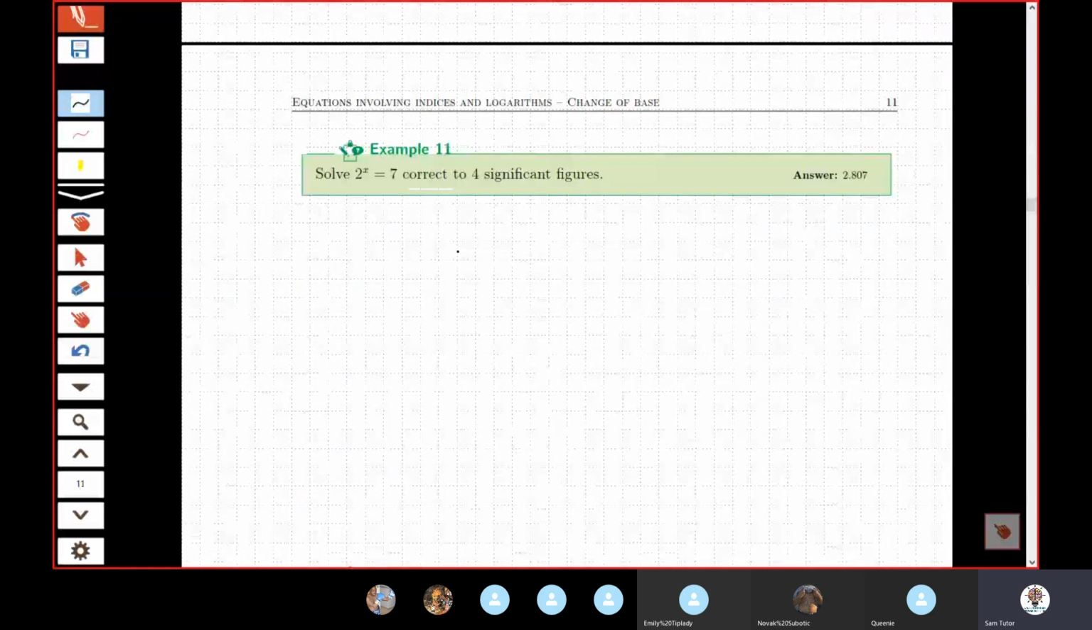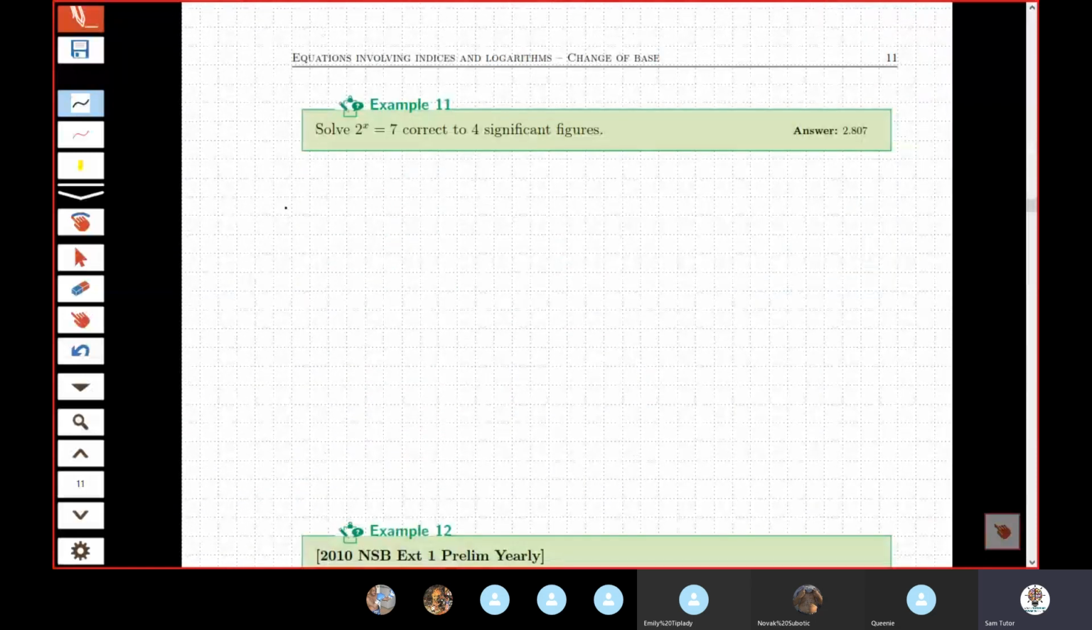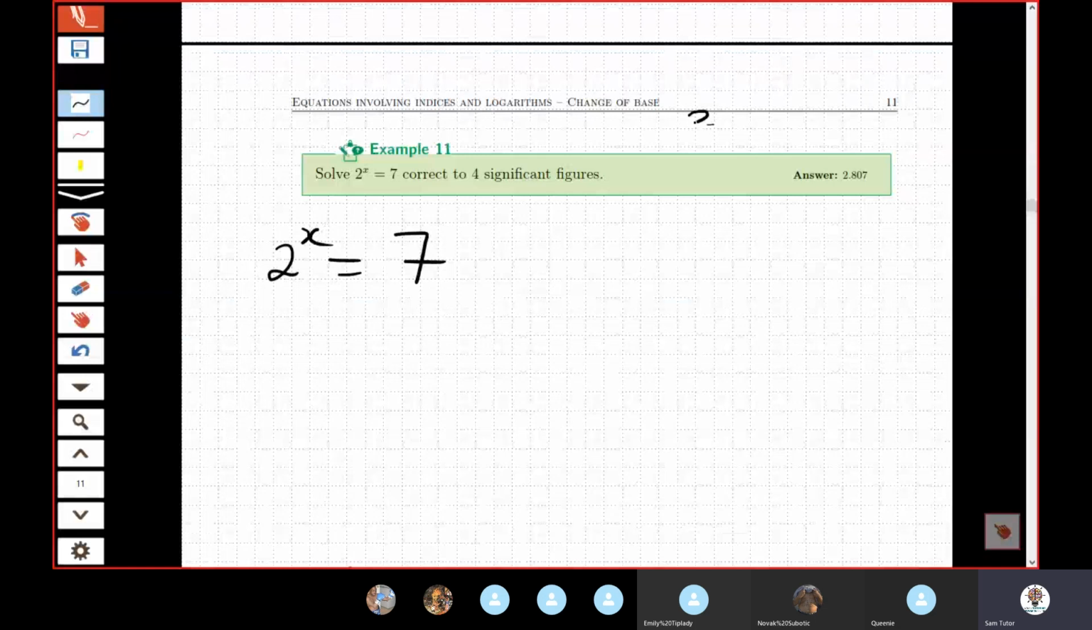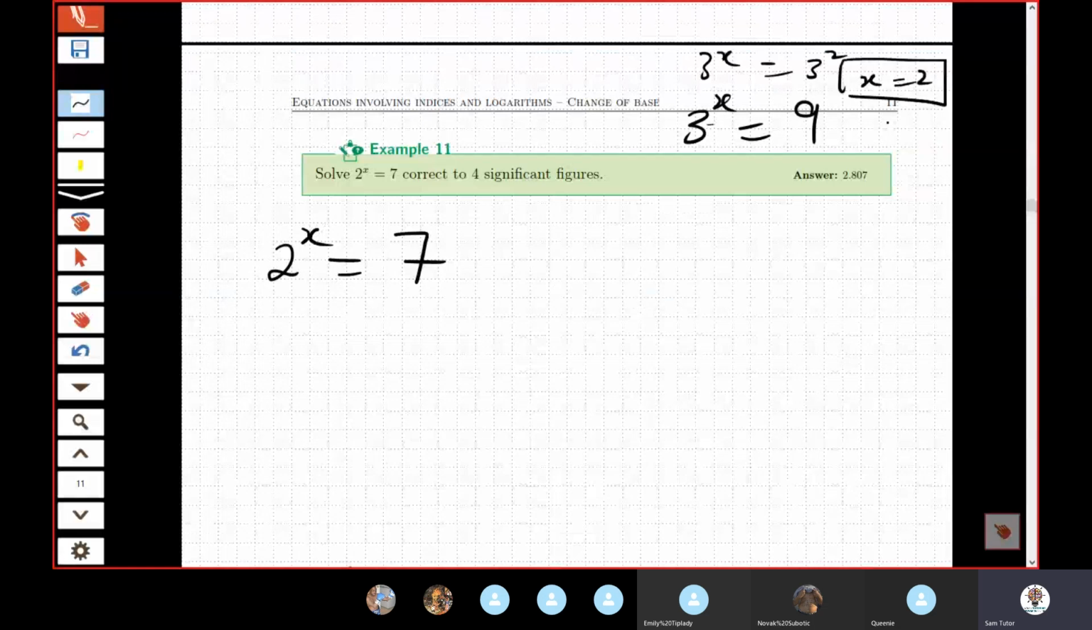So let's say we've got a question like this and it says solve. Up to today, you might not have known how to solve it if there was a number here that wasn't a base of this. So the ones you've learned have been like this. I don't know, 3 to the x is 9. You got taught that 9 is 3 squared, and therefore x equals 2. What if it wasn't a base of this? Like 7. 7 is not a base of 2. Well, then you're stuck, and that's where this guy comes in.